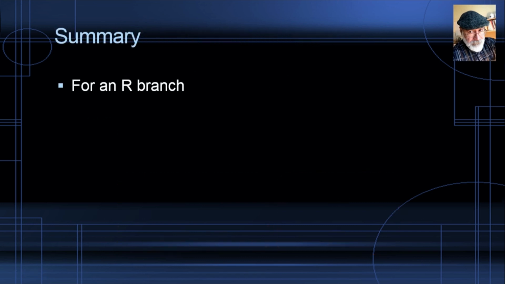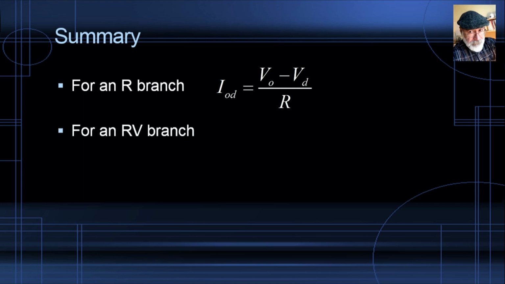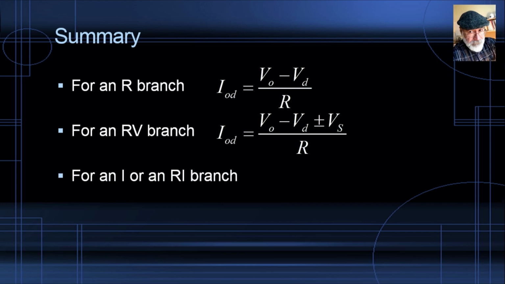Summary. In an R branch, the current is voltage of the origin chosen for the current minus voltage of the destination we've chosen for the current divided by R. In an RV branch, the current is voltage of the origin that you chose for your current minus the voltage of the destination plus or minus the value of the voltage source in the branch. Plus or minus depending on whether that source is helping or opposing the direction of the current that you chose divided by R. In an I or in an RI branch, the current is just the value of the source.